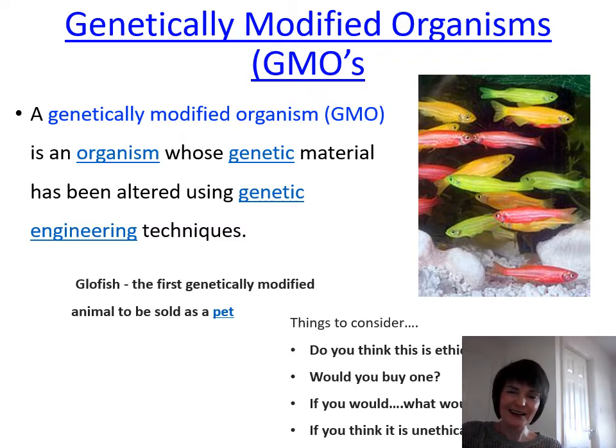But what I've got there is things to consider ethically. Do you think this is right? Would you buy a glowfish? If you would, what would you call it? Please be better than what I used to call my fish when I was younger, and all it was was Jaws, Fishy or Goldie. Try and be a wee bit more inventive. What would your glowfish be called?